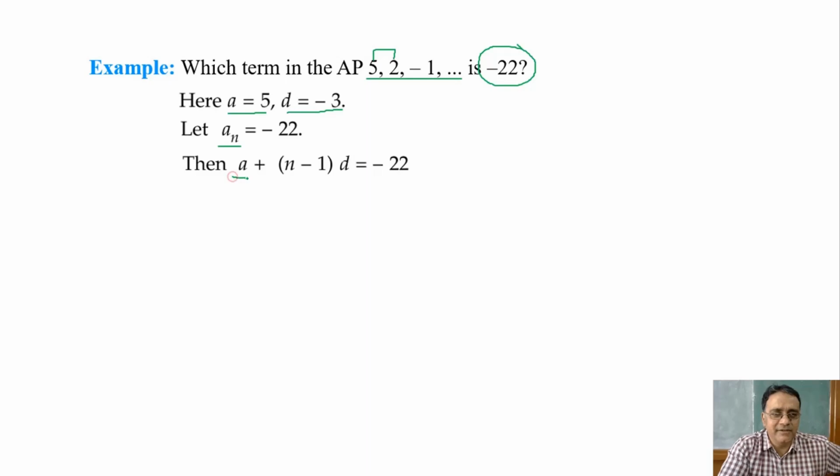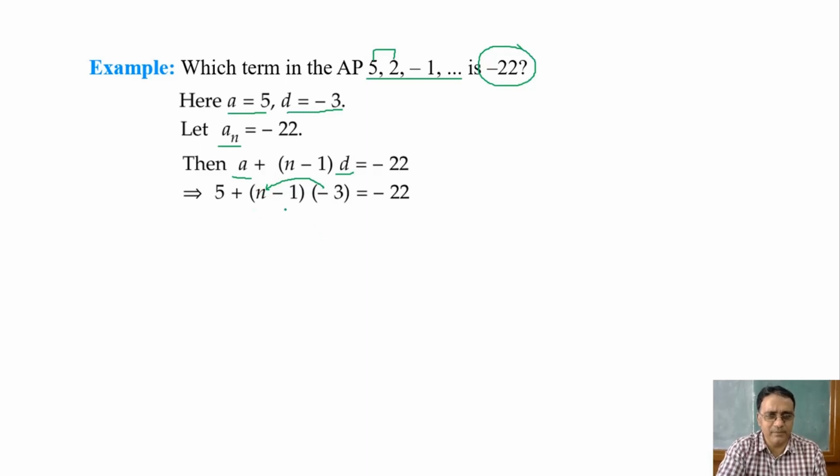Now substitute the value of a and d here. a is 5 and d is minus 3. Now multiply minus 3 into this, so it becomes minus 3n plus 3. Whether this step is clear? Yes, sir. Okay. Now what will we do?